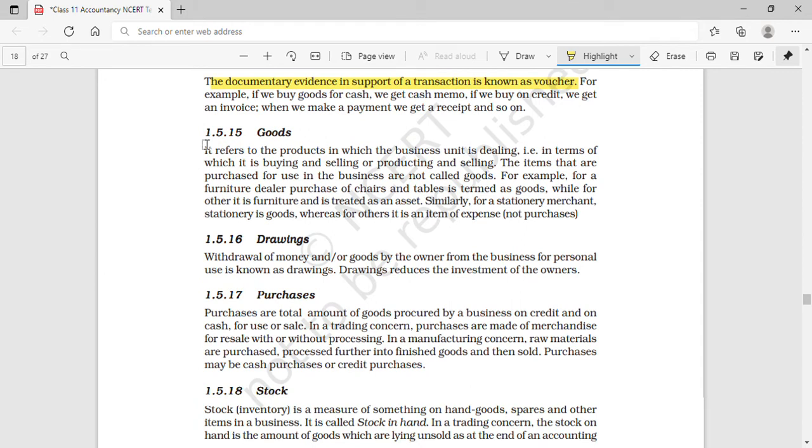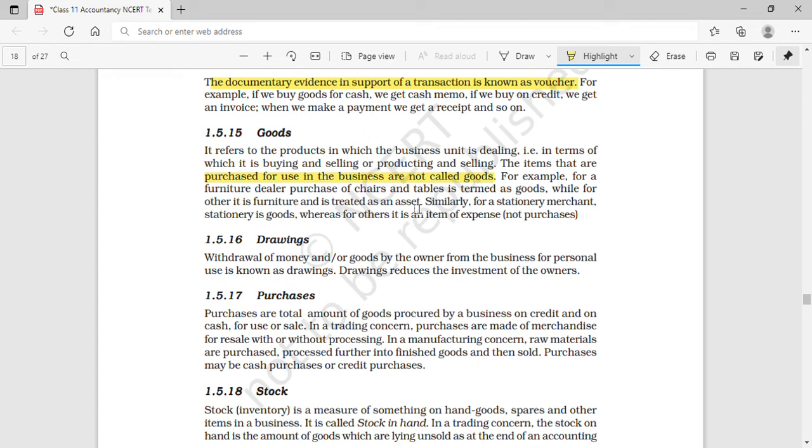Next is your goods. What are goods? It's basically what the business unit is dealing in for buying and selling, or production and selling. The items that are purchased for use in the business are not called goods. If you are purchasing it for business use, guys, remember this, it can come as a tricky question. The items purchased for use in the business are not called goods. For example, for a furniture dealer, purchase of chairs and tables is termed as goods, while for others, it is furniture and is treated as an asset.